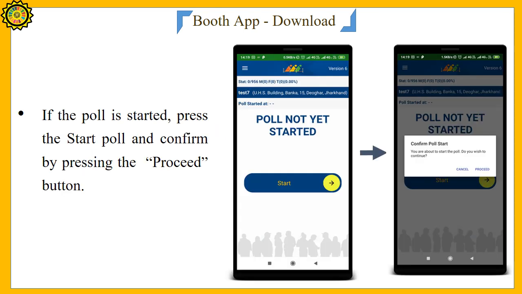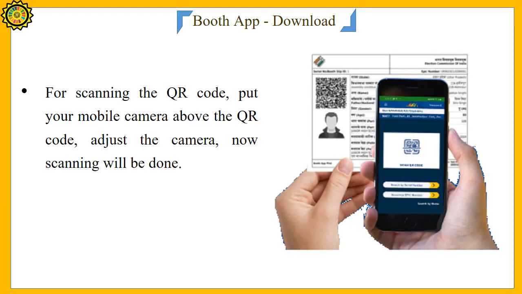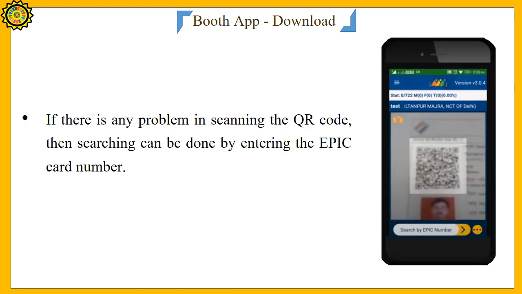If the poll has started, press start poll and confirm by pressing the proceed button. Now the QR code of the voter slip can be scanned. For scanning the QR code, put your mobile camera above the QR code. Adjust the camera. Now scanning will be done. If there is any problem in scanning the QR code, then searching can be done by entering the EPIC card number.